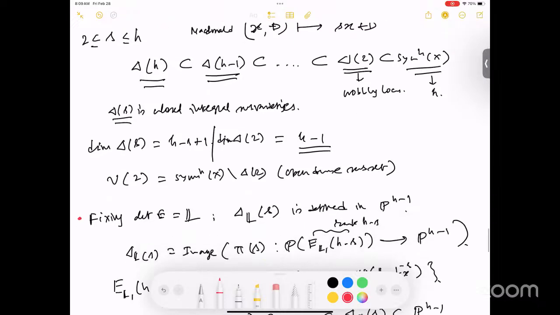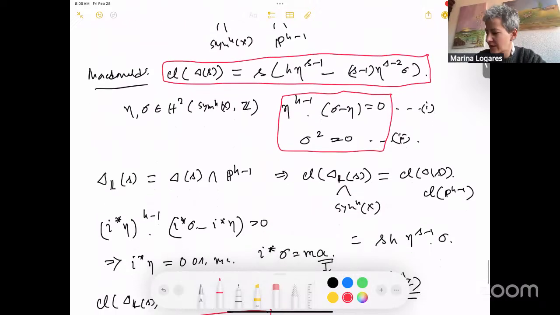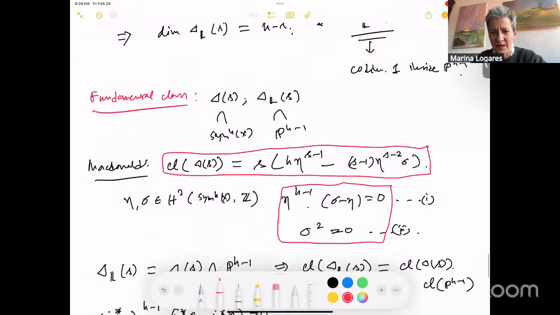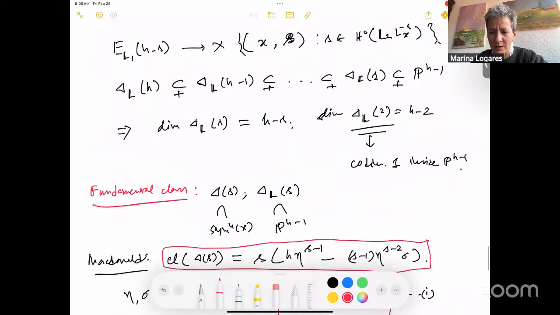Good. Okay, thank you. I have a couple of questions. Please. Is it possible to understand the automorphisms of the points in the very wobbly locus and so on?